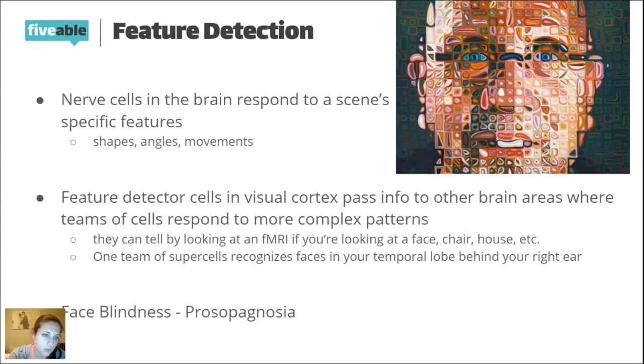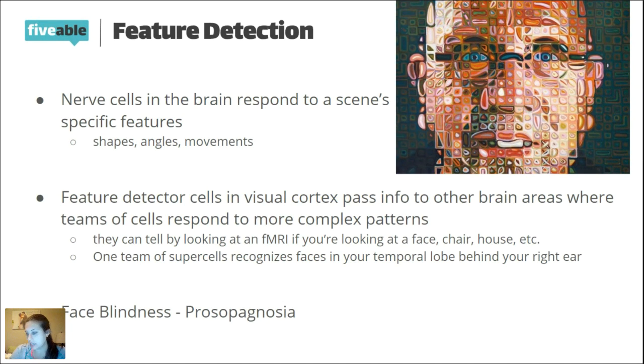Oh, you must be looking at a house, or you must be looking at a face because this part of your brain lit up and is active in response to what I'm showing you. Particularly, we have one team of really specific supercells that recognizes faces. It's going to be right here behind your right ear. That's where it exists. If you think about it as a human, recognizing faces is super important. So we have a very specific part of our brain that takes care of that for us. It takes all of the pieces of a human face, the eyes, the nose, the mouth, freckles, eyebrows, whatever, and puts them together into a recognizable face.